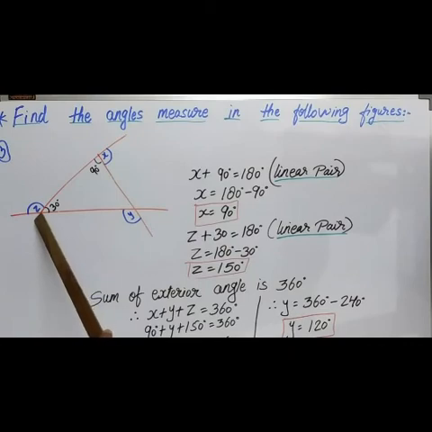Now we find the value of z. Z plus 30 degree equal to 180 degree because this is a linear pair of angles. Z equal to 180 minus 30 degree. So z value is 150 degree.